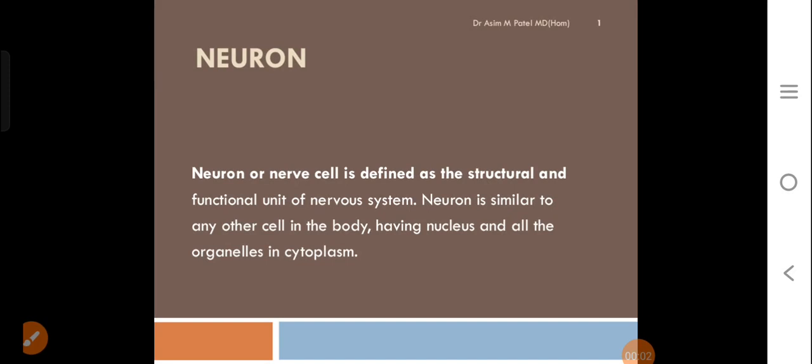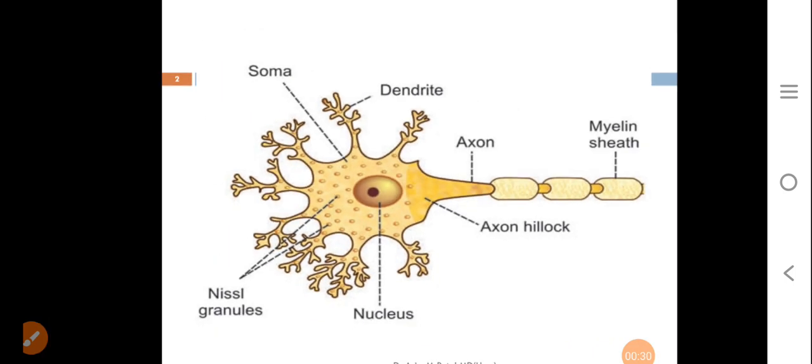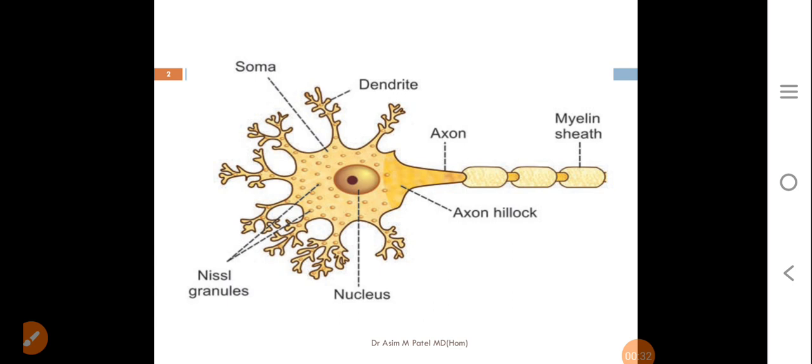Good morning, all. So, today we will study about the structure of neuron. Neuron is the structural and functional unit of nervous system. Neuron is the same as other cells. It has all the organelles like other cells, and it also has cytoplasm, same like other cells. But there is a difference between other cells and neuron.